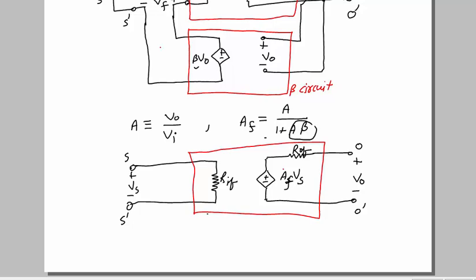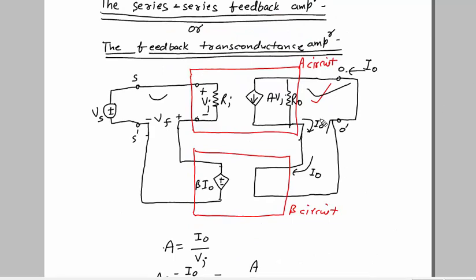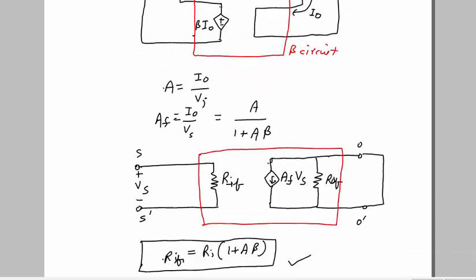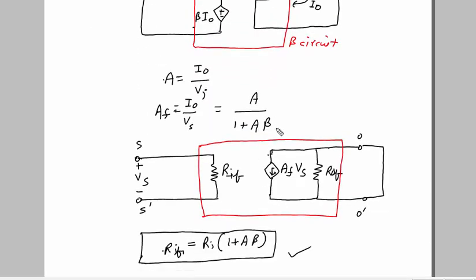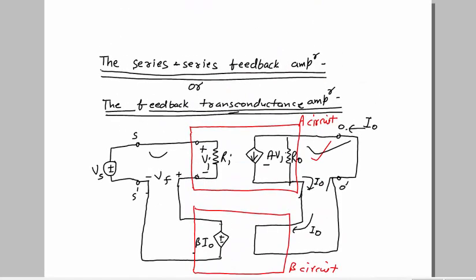Similarly, let me take the second type. What is A here? A here is a transconductance, so I by V. Here what is beta? VF by I. Again, A and beta are reciprocal to each other in dimension, so A beta is again dimensionless. So for all the amplifiers, A beta is a dimensionless quantity. So this was the topic and this is the end of the chapter on feedback amplifiers.